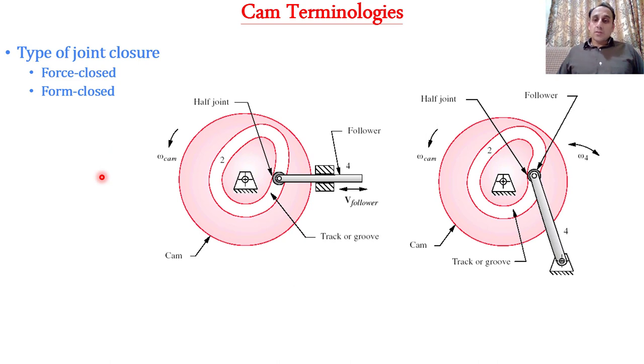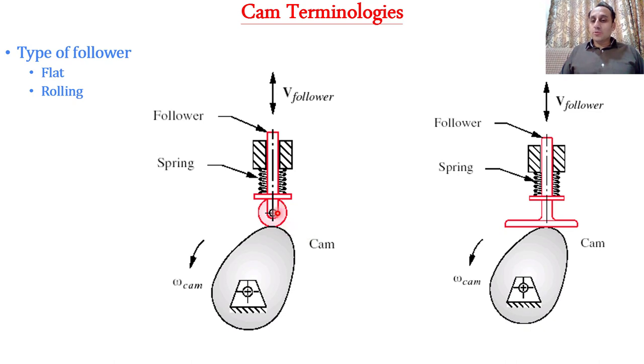Then we have another classification or terminology related to the cam, and that is the type of joint closure. We discussed this topic in the first lecture as well, the terminologies or classification of joints. So this is very much similar to that classification of joints. We have two types of joint closure as far as the cam and followers are concerned. One is force close, the other one is form close. These ones are form close because the geometry of the cam and follower, or the assembly of the cam and follower, is basically not allowing the cam and follower to separate from each other. Whereas in this one, this is force closed. A spring is basically applying force on the follower, and with the help of that force, the cam and follower are maintaining their contact.